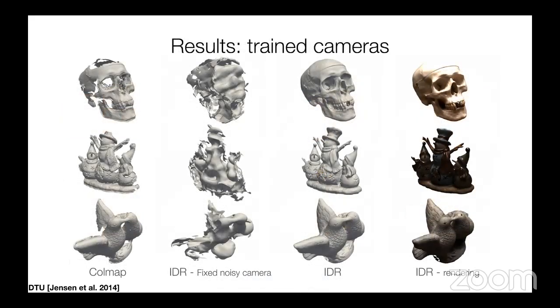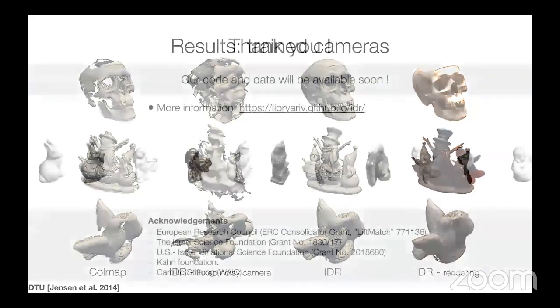Here are results in the setup of trainable cameras with noisy initializations. We show our surface reconstruction compared to the popular non-deep learning approach COLMAP. We further show results of IDR training with fixed cameras set to the inaccurate camera initializations. This indicates that the optimization of camera parameters together with the 3D reconstruction is indeed significant.